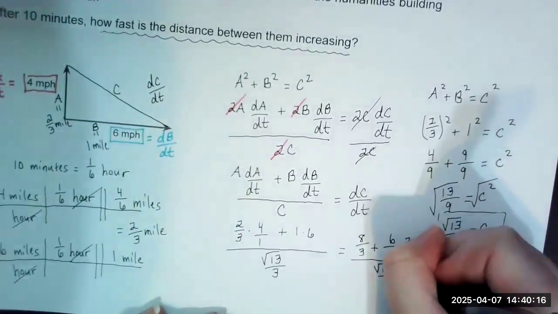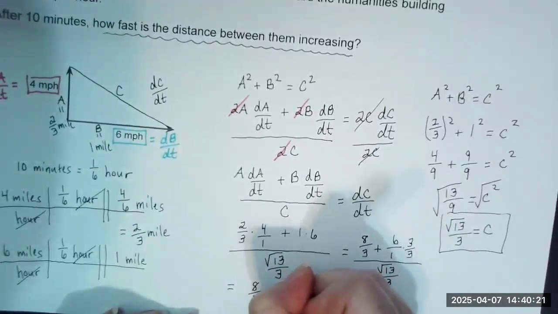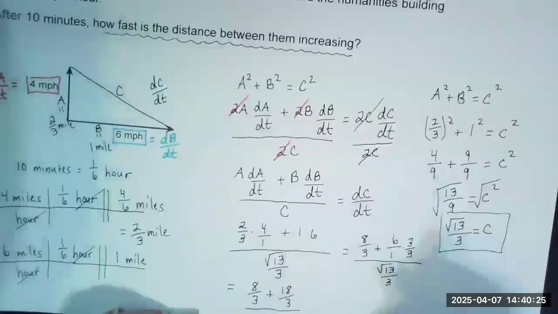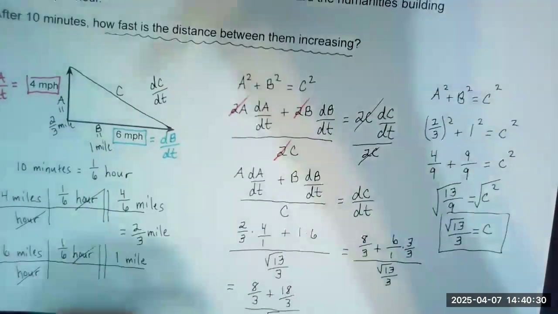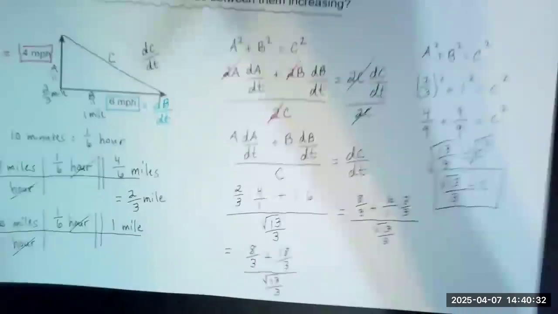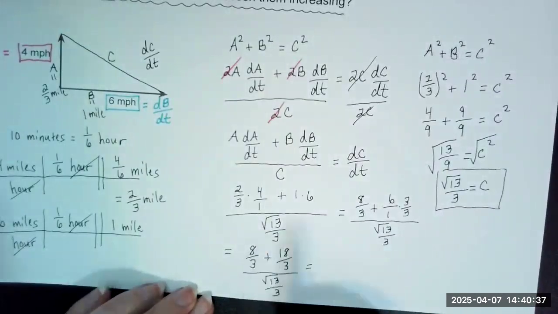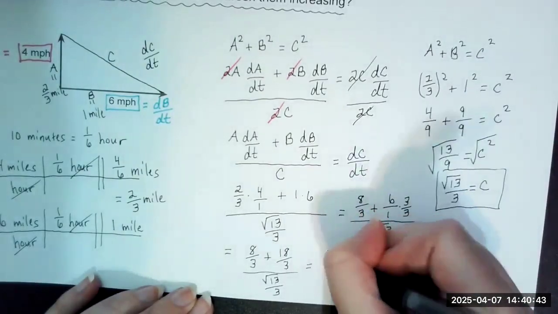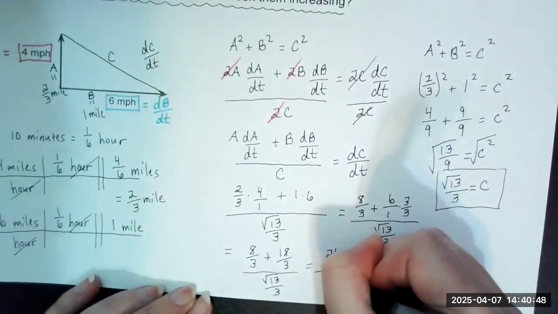Nothing happened to my denominator here. So I now have 8/3 plus 18/3 divided by square root of 13 over 3. Go ahead and move this down a little so you can see where I am. We're going to put these together. 8 plus 18. So my 8 and 8 is 16, and we'll carry the 1. So I'm going to have 26 here over 3. And we're going to divide by the square root of 13 over 3.